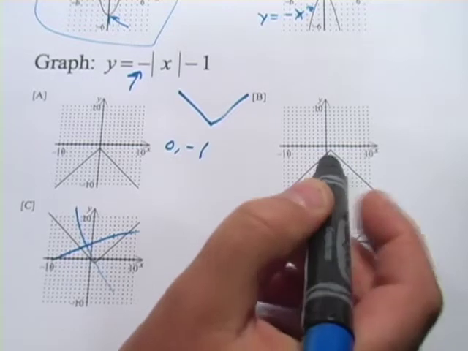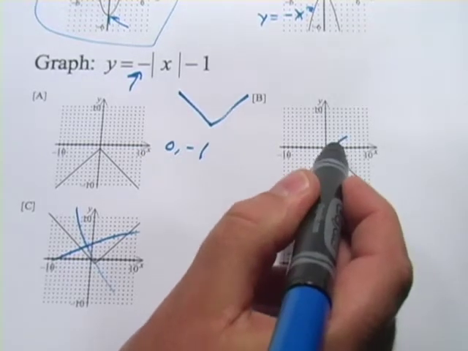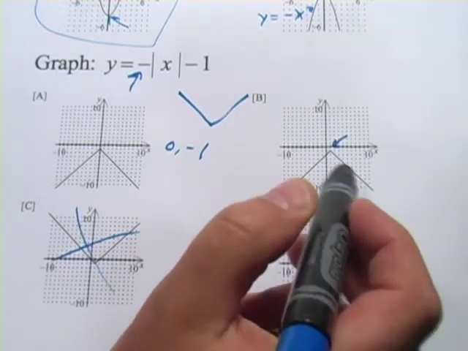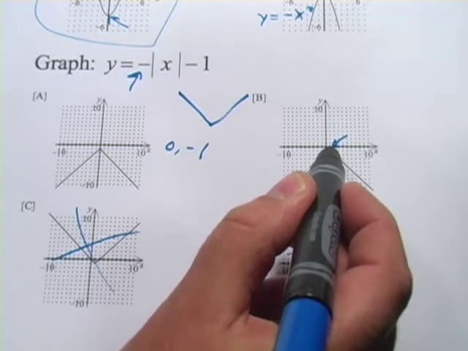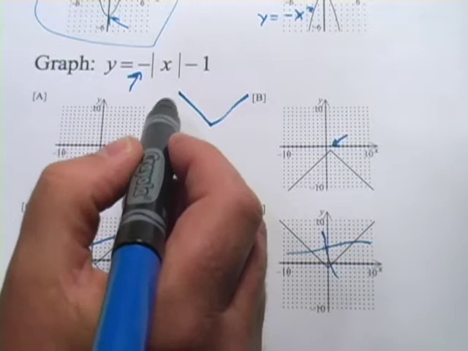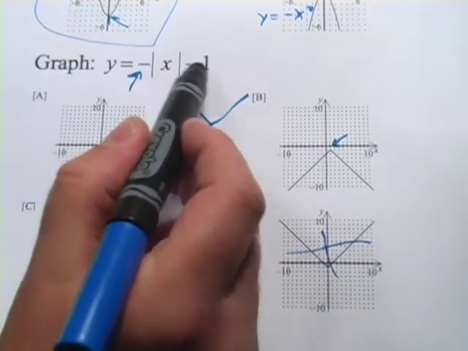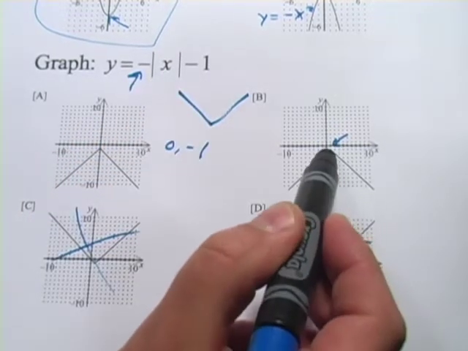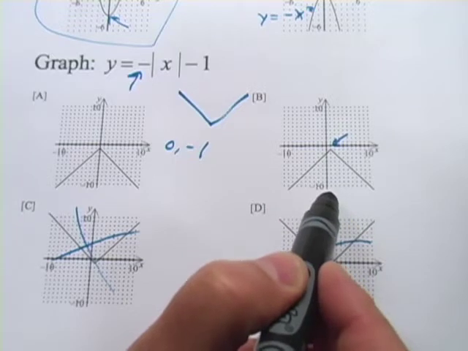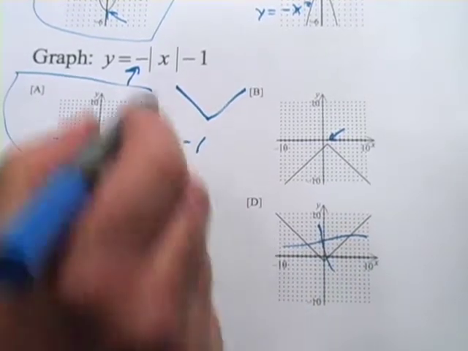Yes, that works. If I'm really paranoid about this, I could try this point and see if it actually works. That would be the point where x equals 1 and y equals negative 1. If I put a 1 in here, absolute value is 1. Negative 1 minus 1 would actually be negative 2. So this point doesn't seem to work. And our correct answer is this one.